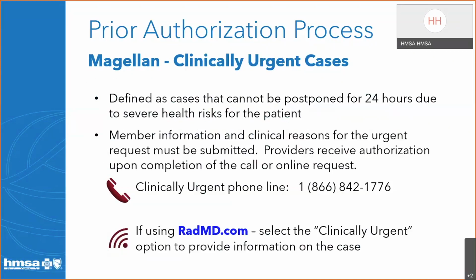Providers must submit member information and clinical reasons for the urgent request. Authorization is given at the completion of the contact. Providers must contact NIA by calling the dedicated phone line or by selecting the clinically urgent option if you're using RadMD online. For services that meet the conditions of being considered clinically urgent, these cases are automatically approved.